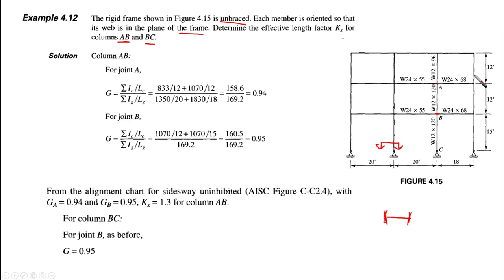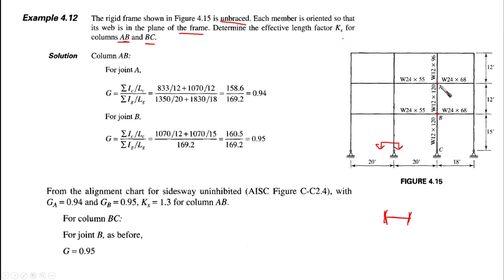Everything is given for this frame. As you can see, we have the distances here, or the spans, 20 feet each here, and this is 18. And for the height we have 15, 12, and 12. Also the cross sections of the beams or girders framing into point A are known for us, and also the girder cross sections framing into point B are known. All of them are wide flanges, and also the columns above and below point A, and the same for point B. Everything is known for us.